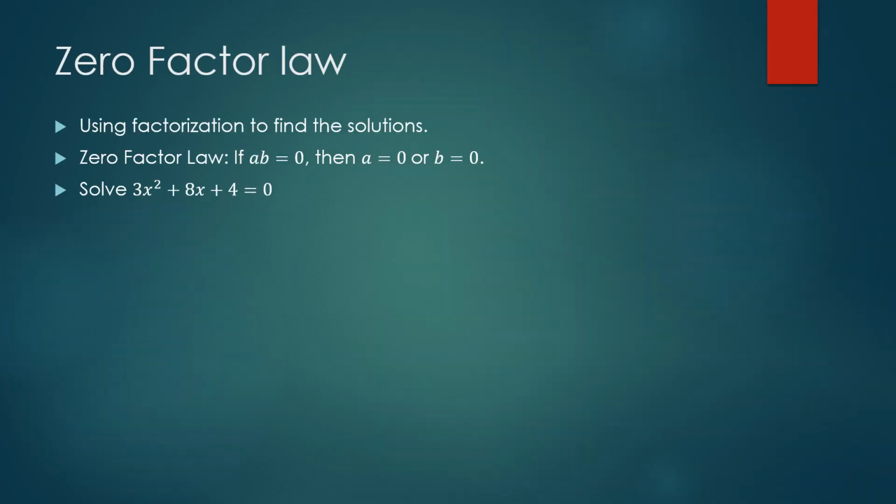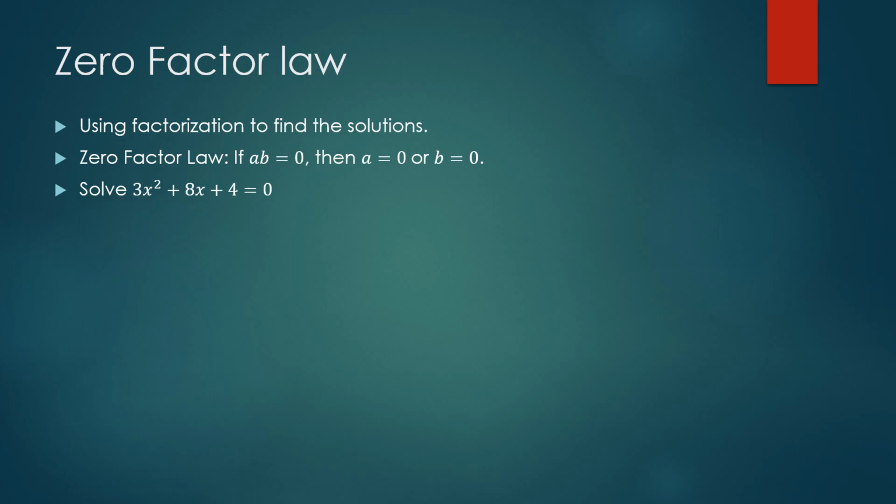The zero factor law simply states, we'll be using the zero factor law if you're using factorization. We use factorization to find solutions. If a times b is 0, then that means that a equals 0 or b equals 0. What we can do is use this and the fact that if we have a product equaling 0, then that means one of the factors must be 0.